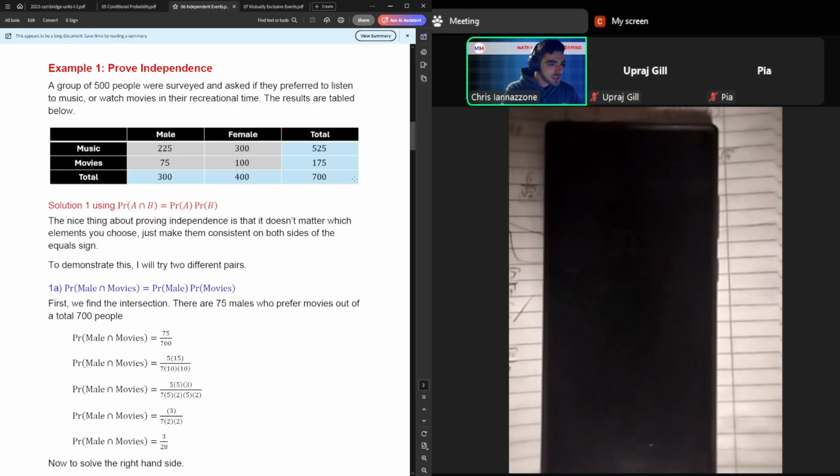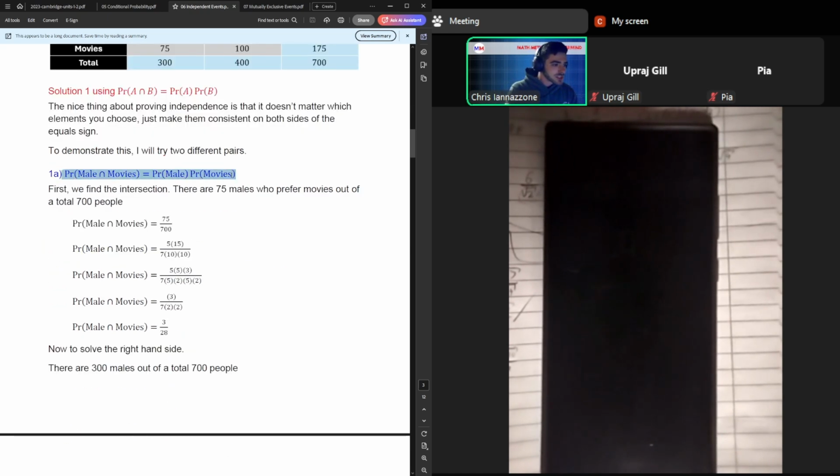So for that, again, we're going to have one of these tables. We want to prove that gender and music or movies, whatever their recreational choice is, are either independent or not independent based on the results we get. The good news here is that you can actually pick any elements you want. You can pick male movies, male music, female music, female movies. It doesn't actually matter as long as you go diagonally. Don't choose male to female or music to movies. As long as you pick the events that are actually contrasted together, you'll be fine.